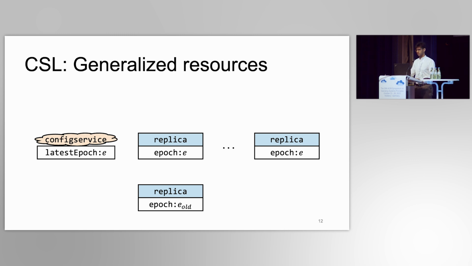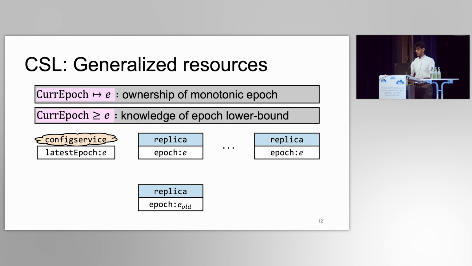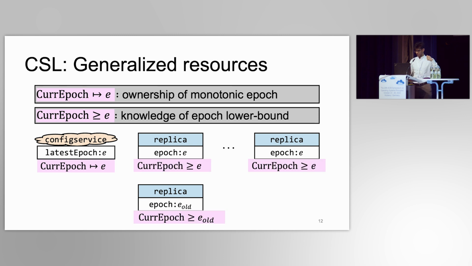So the config service itself keeps track of the latest epoch number that the whole system is in, and each replica keeps track of which number they in particular are in, which might be an old number if it's an old replica server. The way we model this state in the proof is with two ghost resources. The first of these, current epoch points to E, represents ownership of a monotonic epoch number and is owned by the configuration service, which represents the fact that the configuration service knows exactly what epoch number the overall system is currently in. The second resource, current epoch greater than or equal to E, represents knowledge that the epoch number has at least reached E.